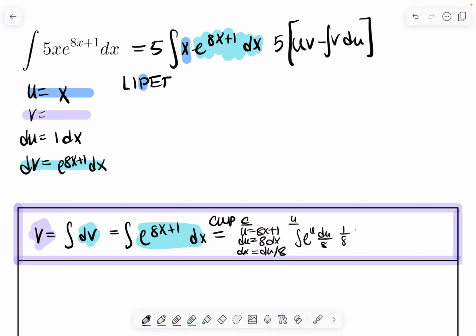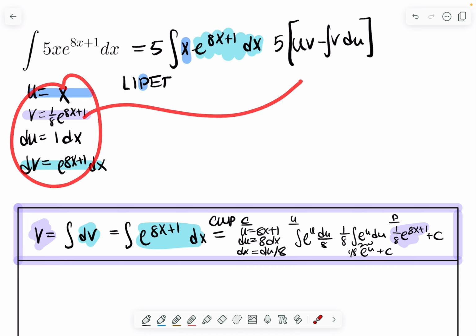We can rewrite this as 1 over 8 e to the u du, because we can take that 1 over 8 and pull it out because it's a constant. The antiderivative of e to the u is e to the u, so we have 1 over 8 e to the u plus C. And then the P part in CUP is to plug our u back in, so we have 1 over 8 e to the 8x plus 1 plus C, and that is our v.